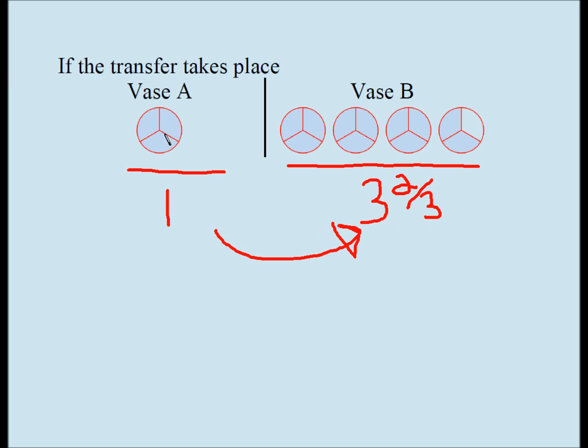So that's our assumption. If the first vase had this many flowers, after transfer, vase B, the second vase, has this many: 1, 2, 3, and 2/3. So that's what we mean by 3 2/3 times as many flowers as vase A. And it's a critical step, and you want to make sure you get it.